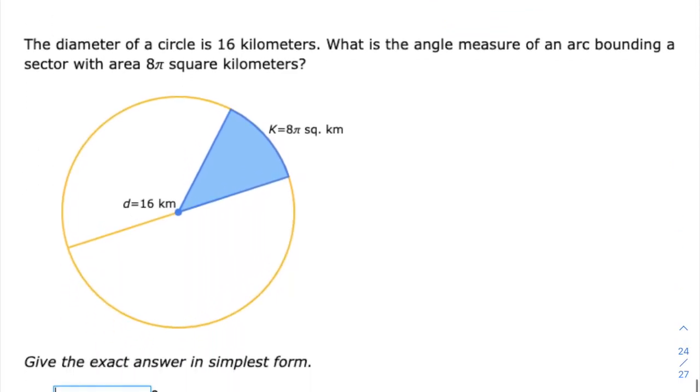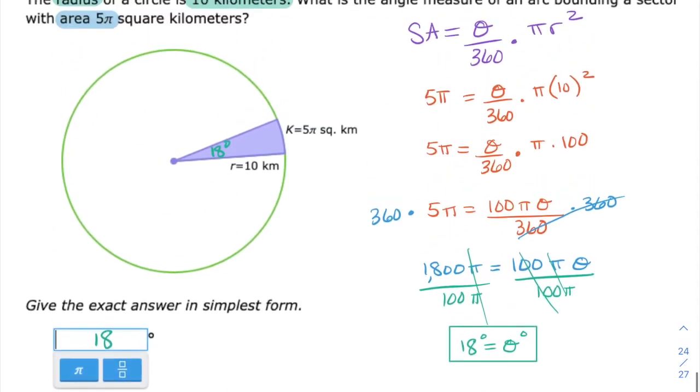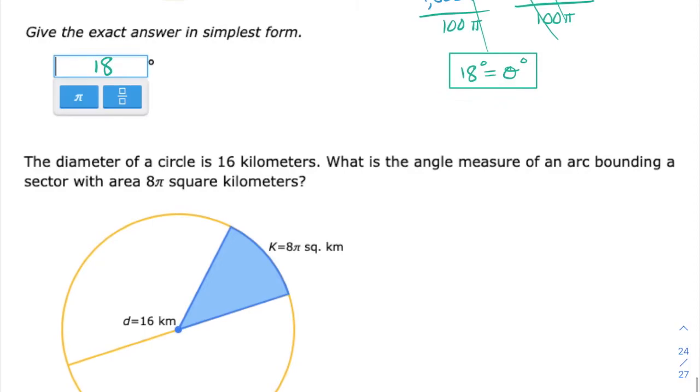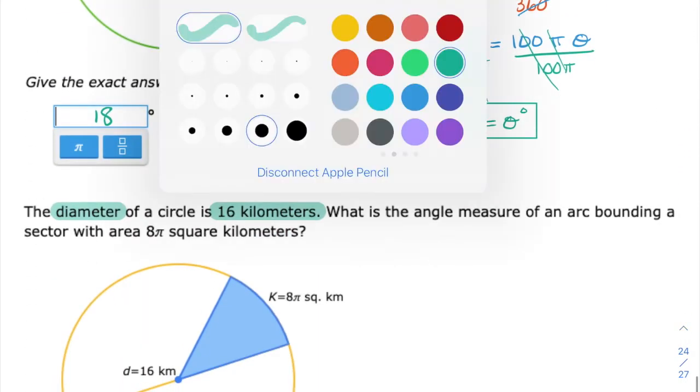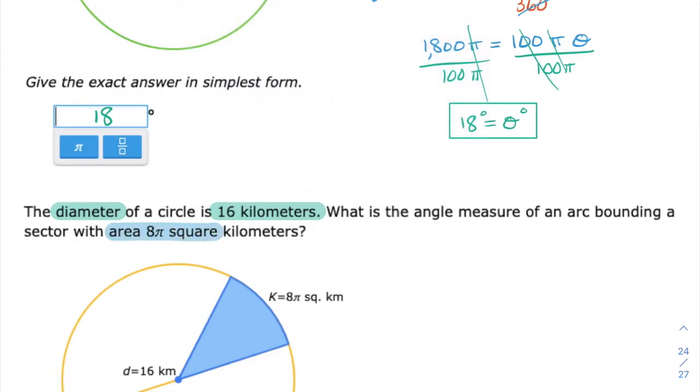Next one, the diameter of a circle is 16 kilometers. What is the angle measure of an arc bounding a sector with an area of 8 pi square kilometers? So, this one has a diameter of 16, and then an area of 8 pi square kilometers.